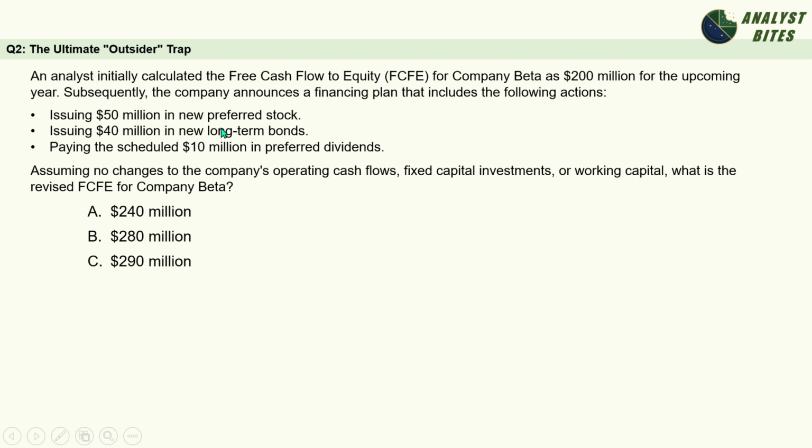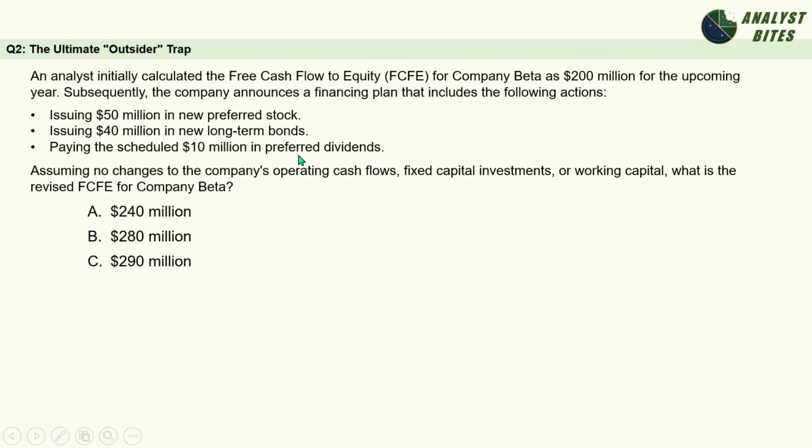Action 1. Issuing 50 million in preferred stock. As we just discussed, preferred shareholders are outsiders. This is an external capital injection, so it increases FCFE by 50 million. Action 2. Issuing 40 million in long-term bonds. Using the same logic, outsiders are bringing money in, so FCFE increases by 40 million.